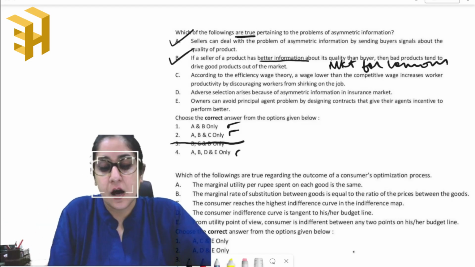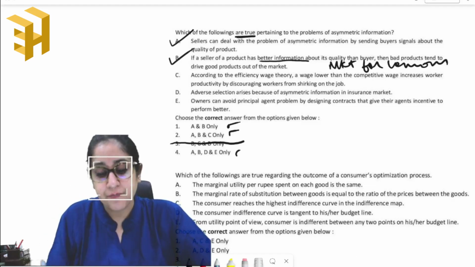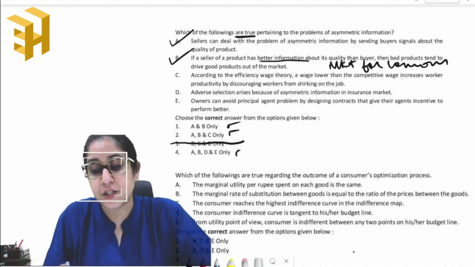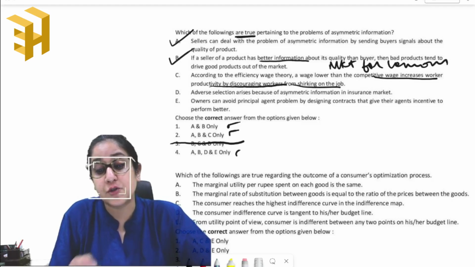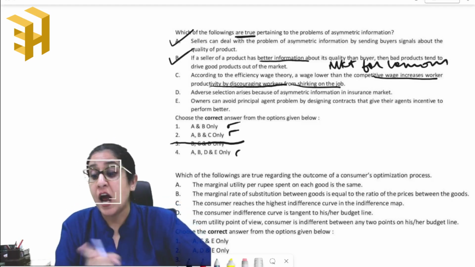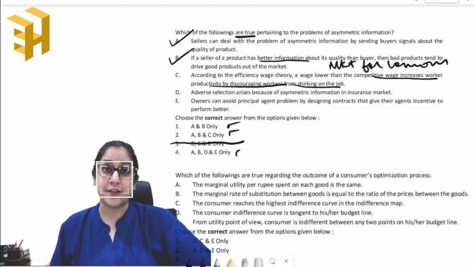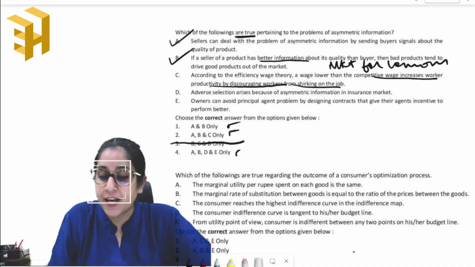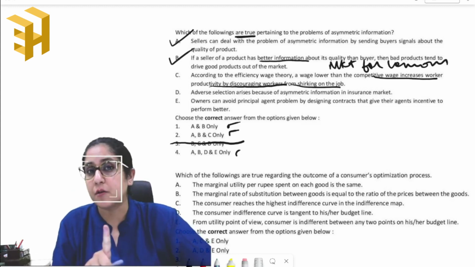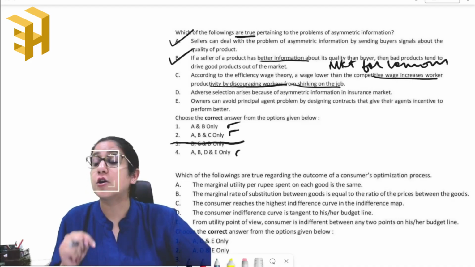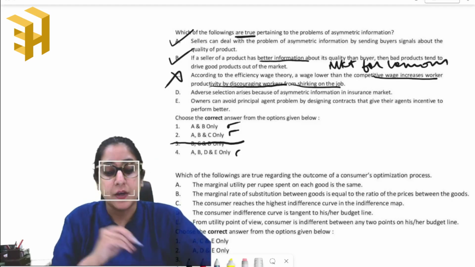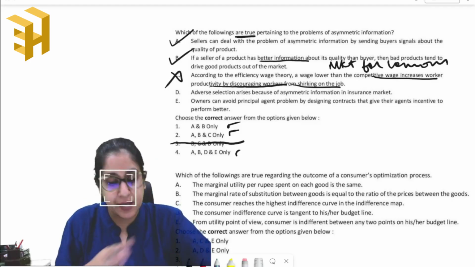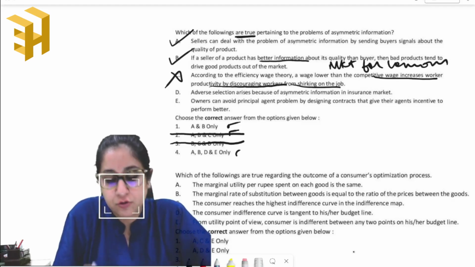Next statement. According to the efficiency wage theory, a wage lower than the competitive wage increases worker productivity by discouraging workers from shirking on the job. No, a wage higher than the competitive wage is what encourages that. A wage lower than the competitive wage does not increase worker productivity, it decreases it rather. Workers don't feel like working. So this statement is actually false, right? So C should not be there. So we can strike out 2.